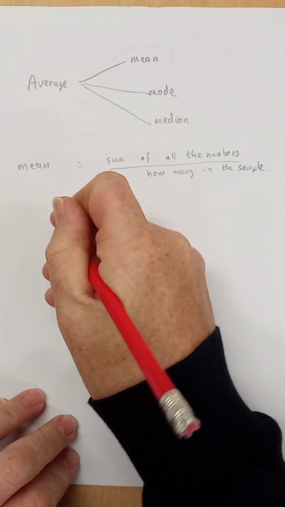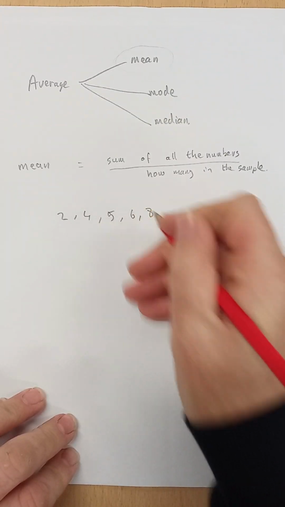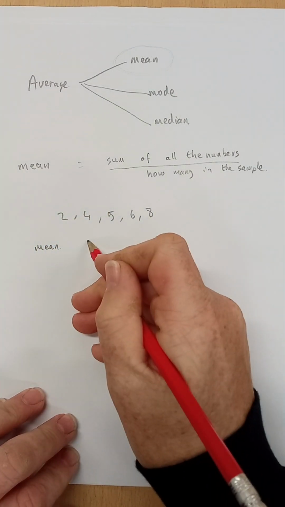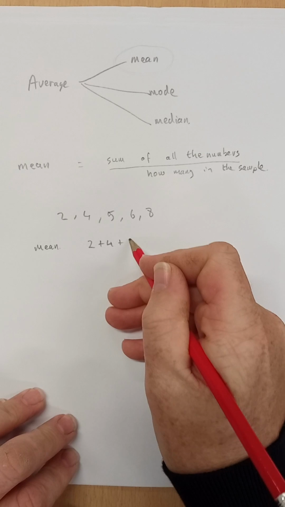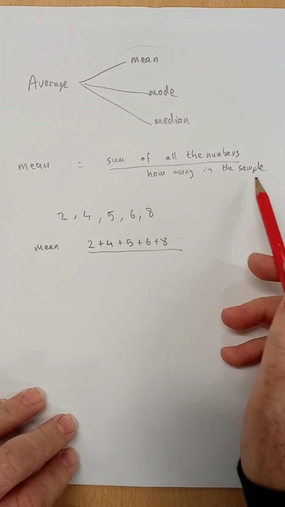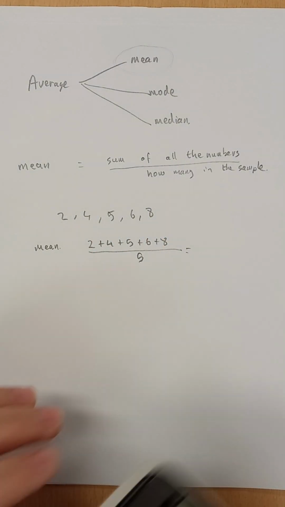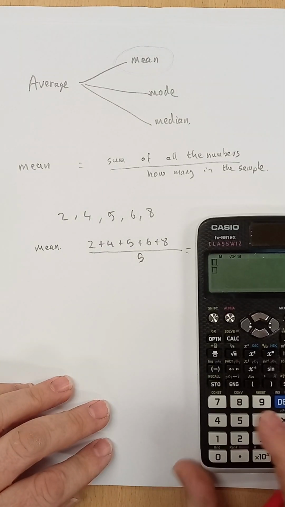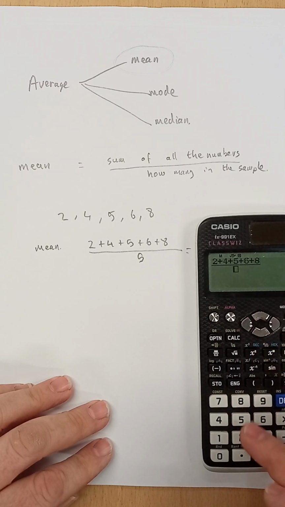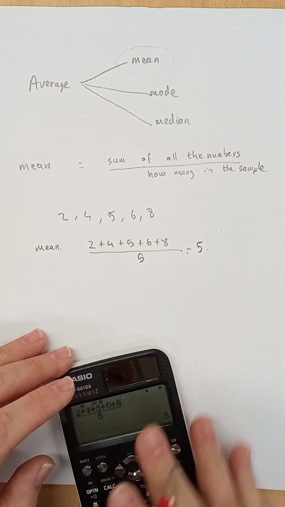Let's take some numbers. Let's take 2, 4, 5, 6, and 8. So how I find the mean of this would be very simple. We get the sum of all the numbers and divide it by how many are in the sample: 1, 2, 3, 4, 5. So again, use your calculator for this. Okay, so 2 plus 4 plus 5 plus 6 plus 8 divided by 5. The mean is 5. So that's how you get the mean.